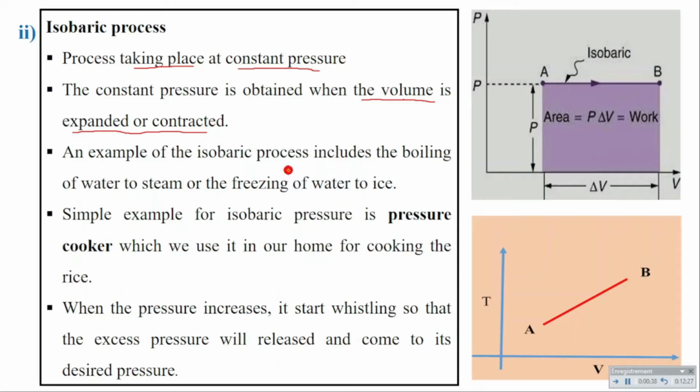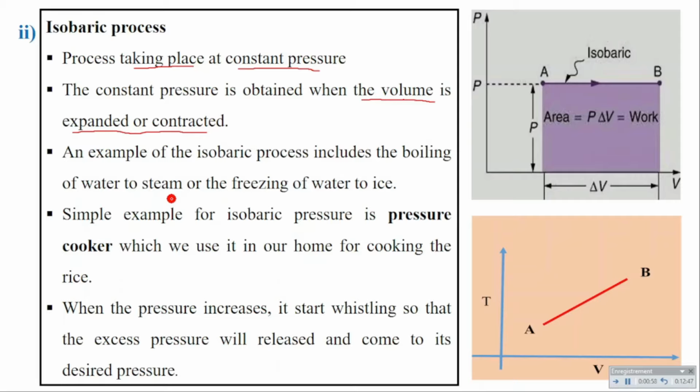An example of an isobaric process is boiling water. When you are boiling water to steam, you are changing water to steam, and here the pressure remains constant. Or if you are freezing water to ice, that is also an example of the isobaric process. Another isobaric process is the pressure cooker.